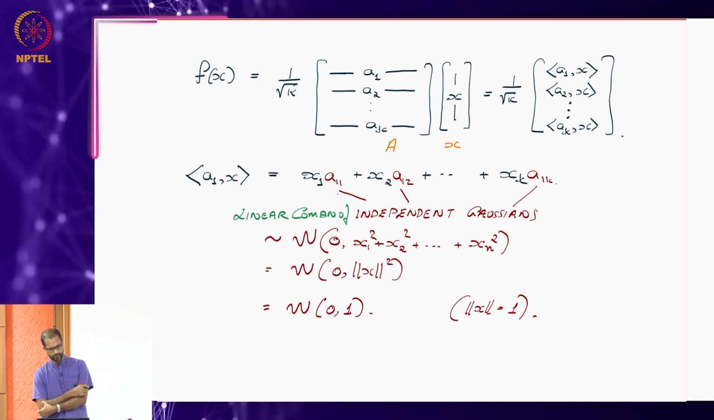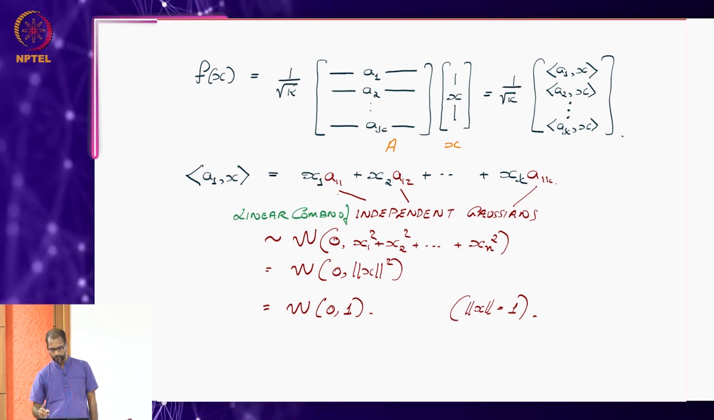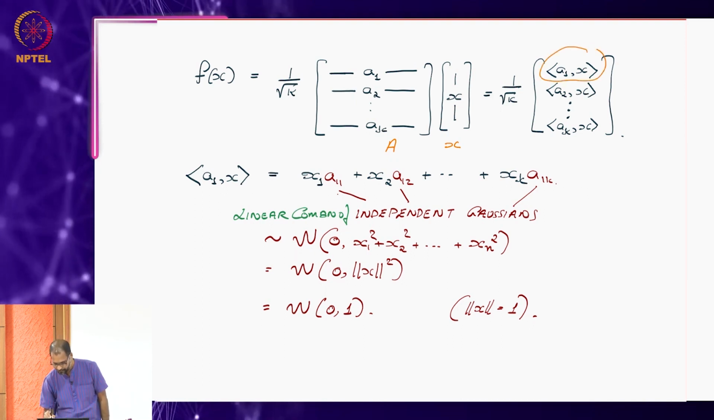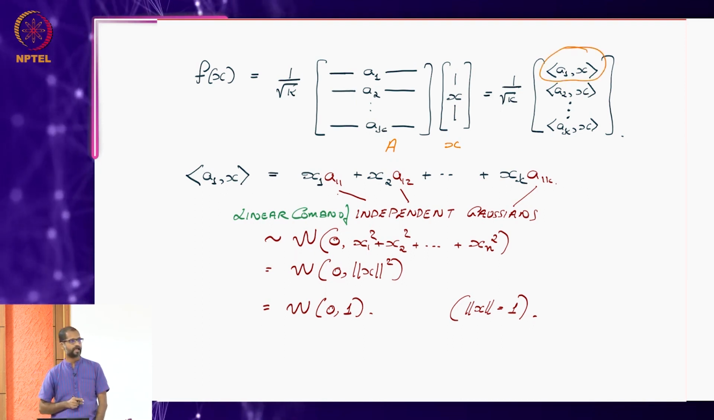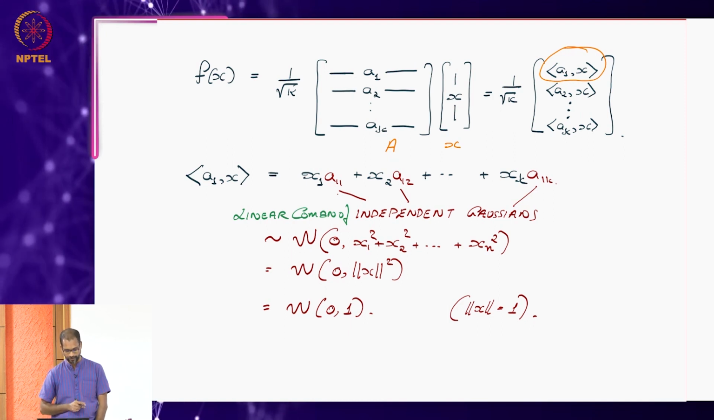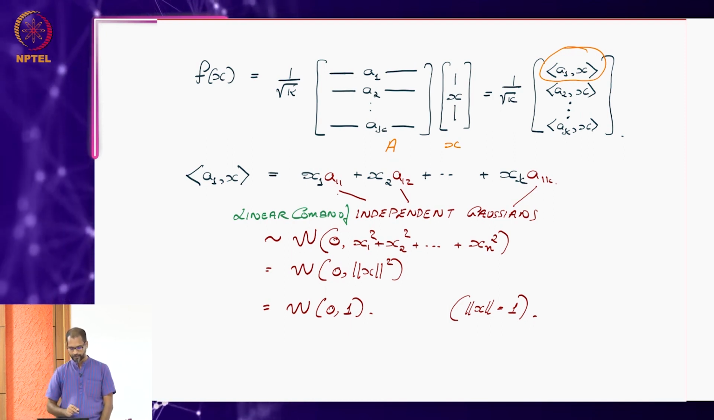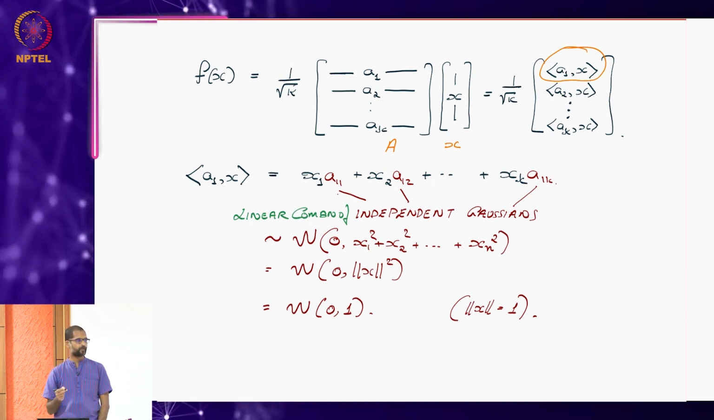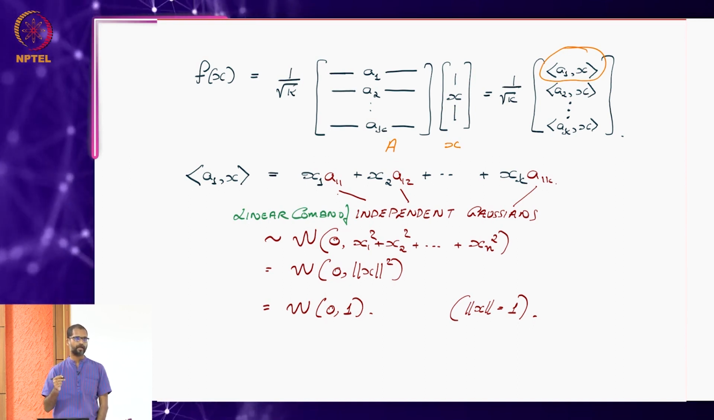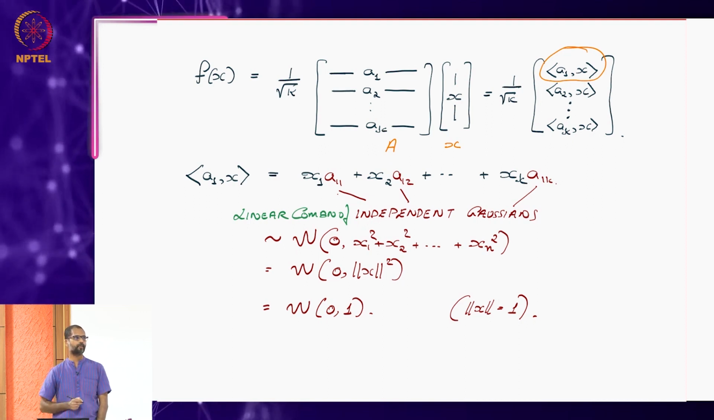Now, let us focus on one guy here. What is this A1 inner product with X? I am just expanding out the inner product here. A1, remember, is already a vector. It is A11, A12, etc., A1d.